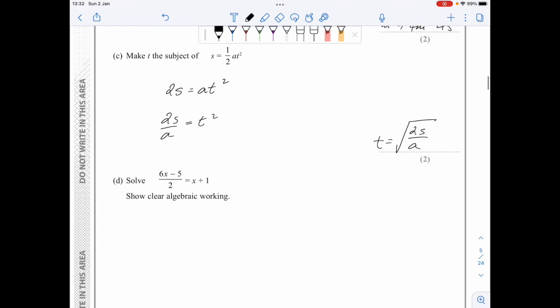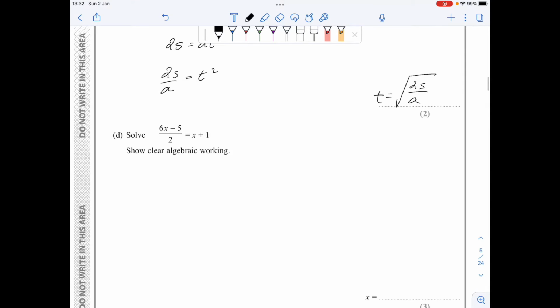And then in part D, I need to solve that equation. I'll start by cross multiplying. So 6x minus 5 is 2x plus 2 if you do the expansion as well. And then I'm going to take the 2x to the left, the minus 5 to the right. So 4x equals 7. x is 7 over 4.